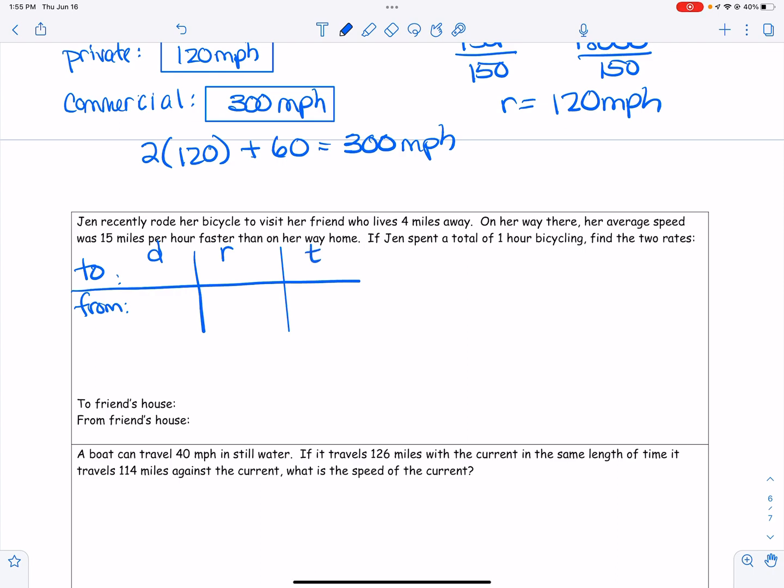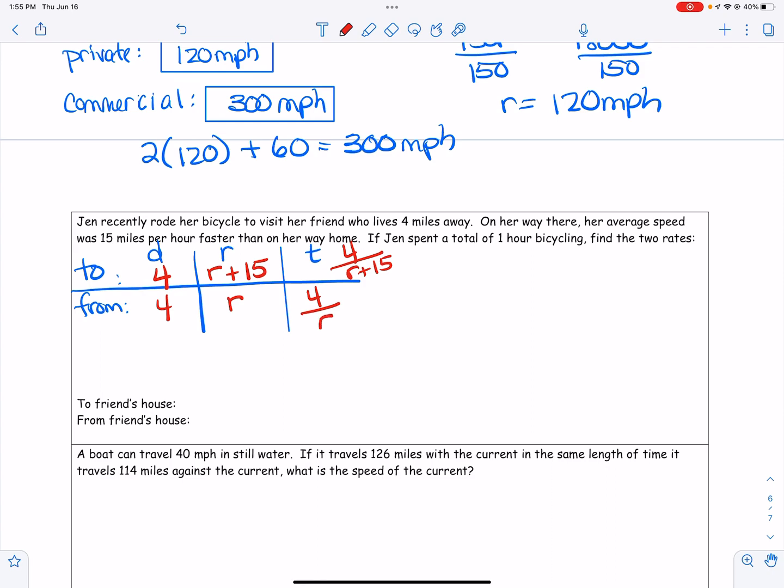So it says that she rode the distance, and each way is going to be the same distance. She rides 4 miles there and 4 miles back, okay? It says on her way to her friend's house, her speed was 15 miles faster than on her way home. So on her way home is R, and on her way to her friend's house is R plus 15. So my time is 4 over R plus 15 and 4 over R.